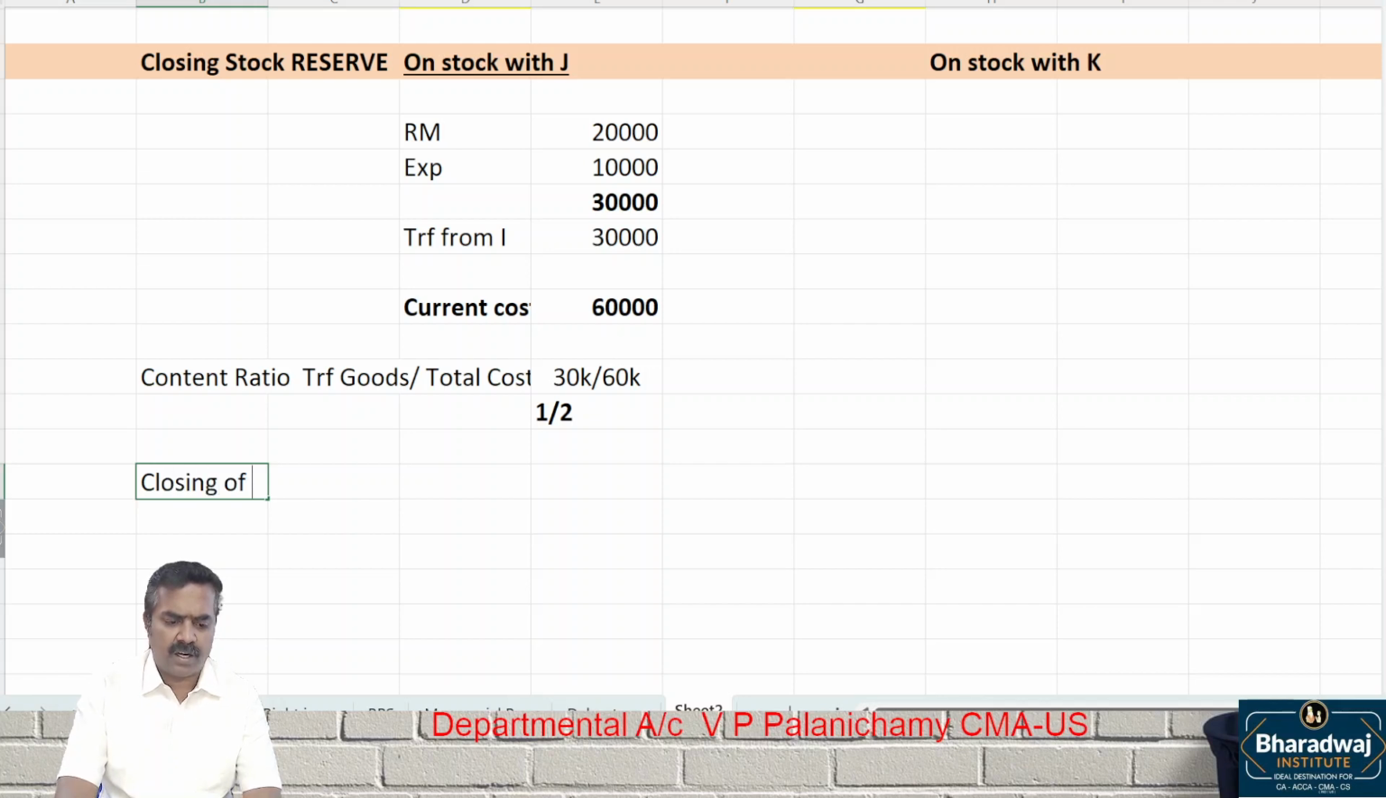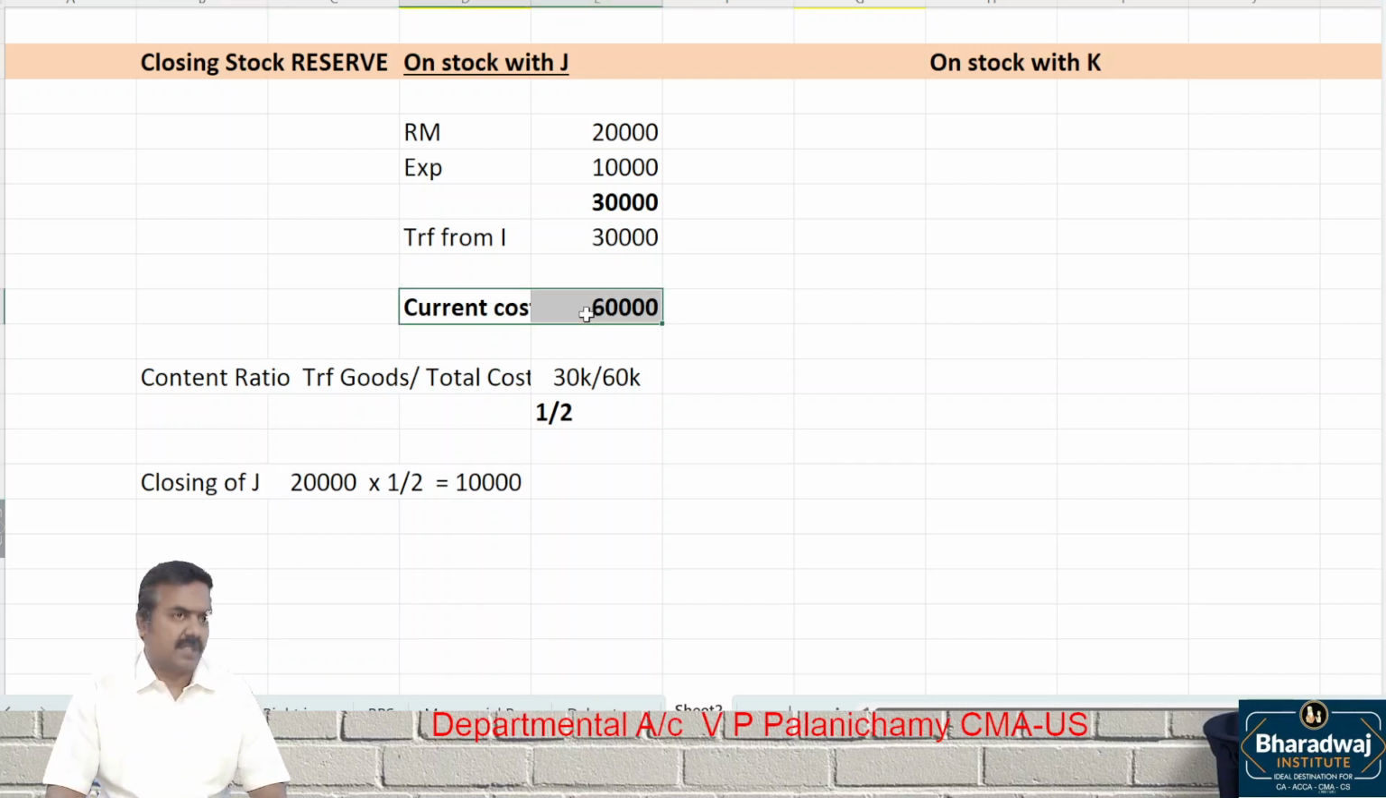Closing stock of which department? J. How much is there? What is the closing stock of J? 20,000. Is it entirely transferred goods? This will contain 1 by 2. It will be how much? 10,000. Otherwise, your cost structure, what is the total cost? 60,000. That includes transferred goods?